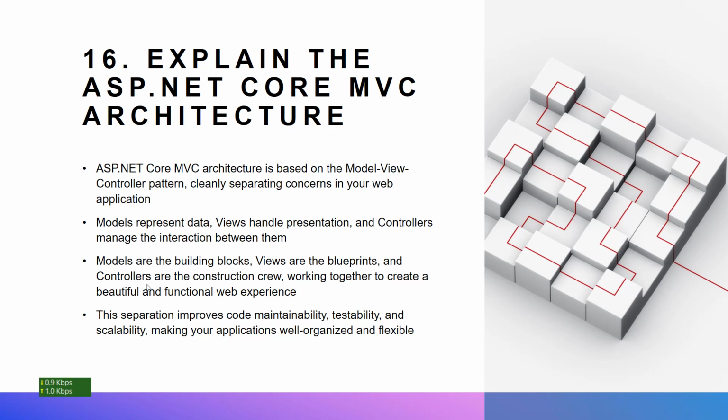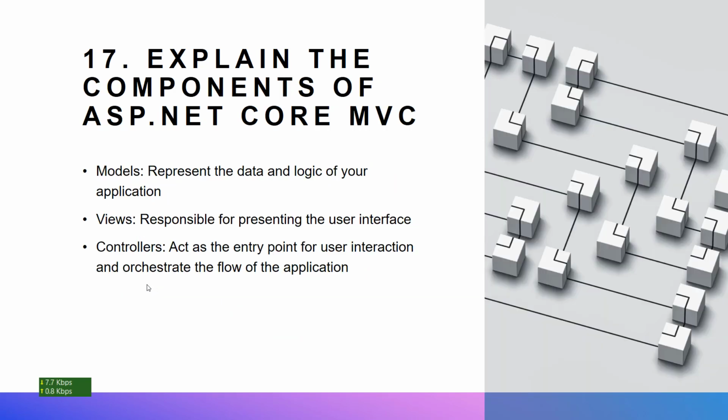Then comes: explain ASP.NET Core MVC architecture. MVC is the same as in the older versions: model, view, controller. The model carries the information passed from view to controller. The view is the front-end interface where things are displayed, and the controller is the backend which gets the data, performs the operations, and sends it back to the database. So the controller controls everything, the model passes the data, and the view is the UI part of the application.